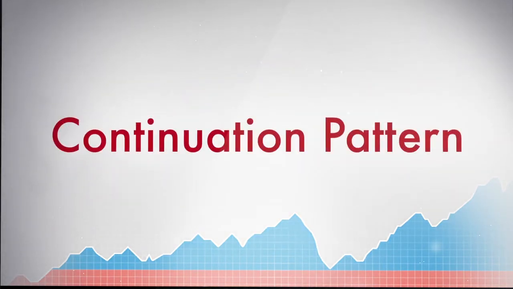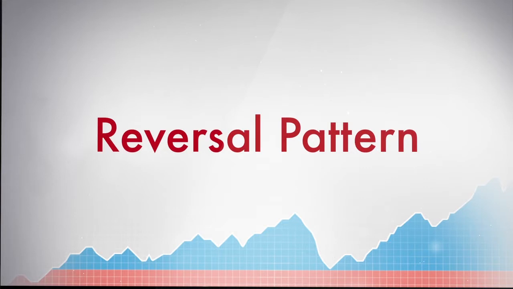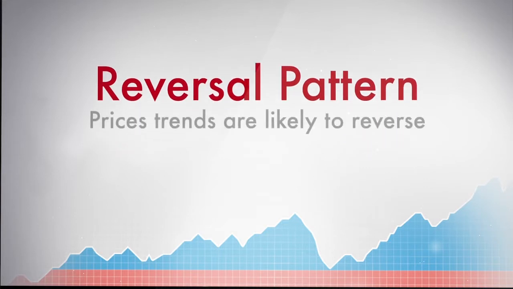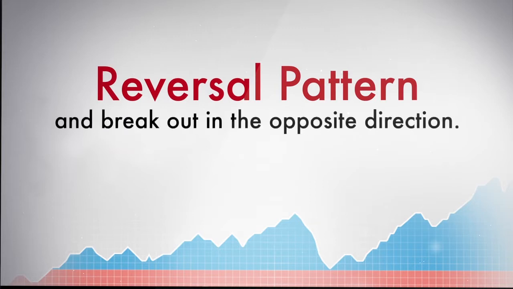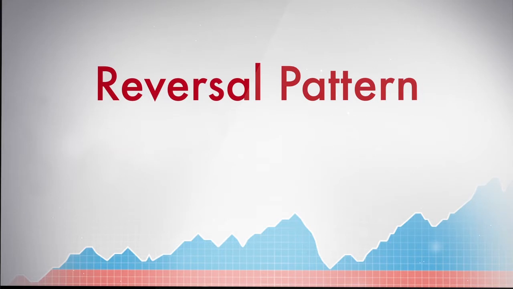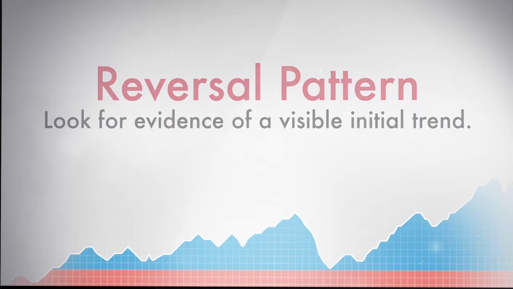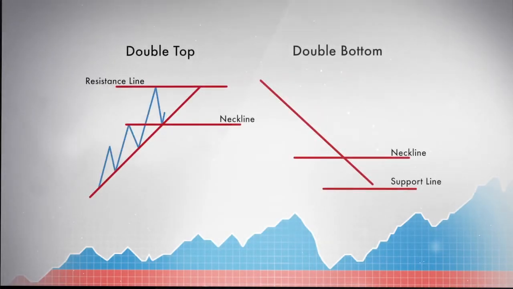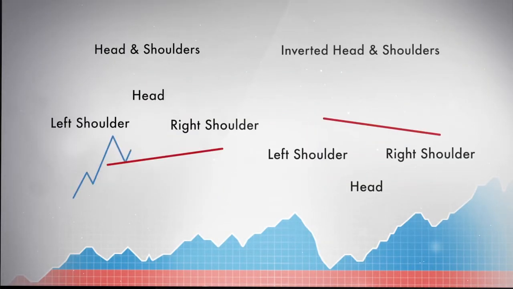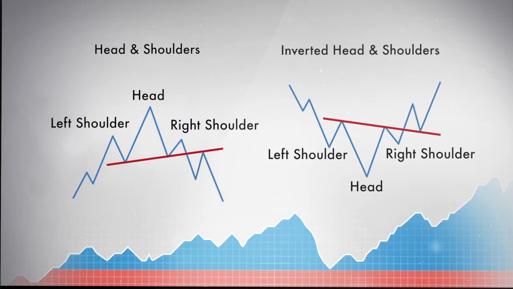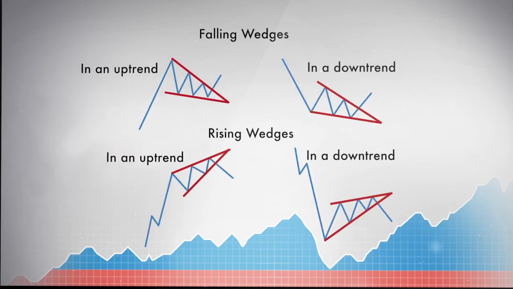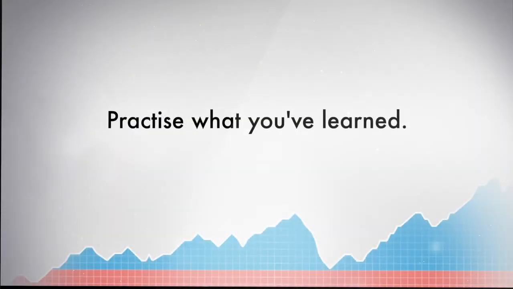The other pattern type is the reversal chart pattern. A reversal pattern signals that a prior trend is likely to reverse, and the prices are likely to break out in the opposite direction of the initial trend upon completion of the pattern. Again, the key element of reversal patterns is the evidence of a visible initial trend. Some of the important reversal patterns are double top, double bottom, head and shoulders and inverted head and shoulders, falling and rising wedges. You have now gained a basic understanding of technical analysis.